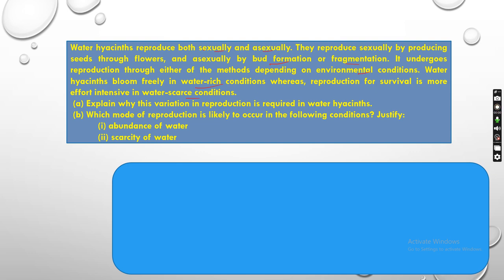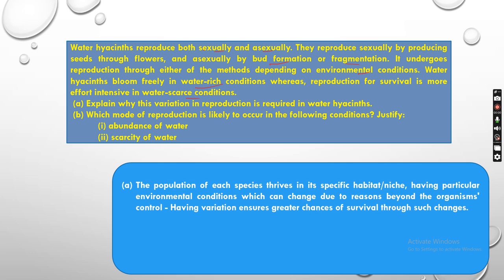The abundance of water, that means there is no effort required by the plants, right? There is availability of water, so the plants don't have to waste energy or put in any effort. So that means they will undergo asexual reproduction. Scarcity of water, that means the plant has to put in effort, that means energy is required, it will try to survive, so at that time they will go to the mode of sexual reproduction. So that's the answer for the first one.